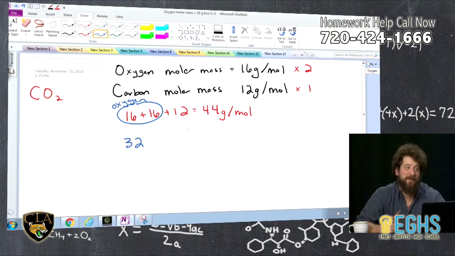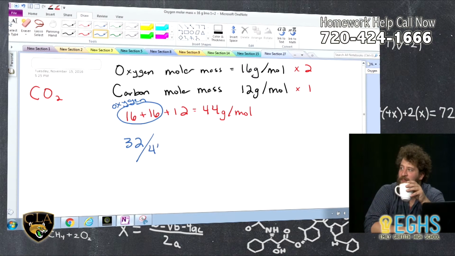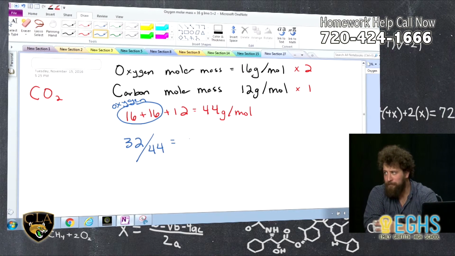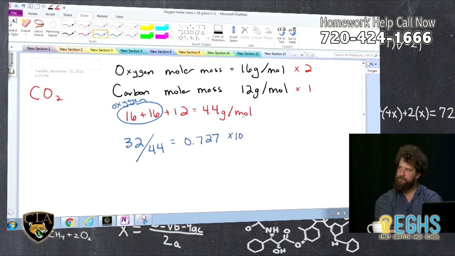So then all we really need to do, and Nate, I'll leave the rest to you here, is figure out what is the percentage of oxygen in the entire molecule. So we would just do 32 out of the total of 44. That's exactly right. Put this in the calculator, 32 divided by 44, and we get 0.727, and if you want to convert that into a percentage, just multiply it by 100, which is 72.7%.